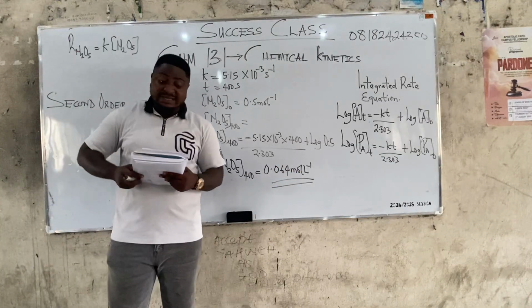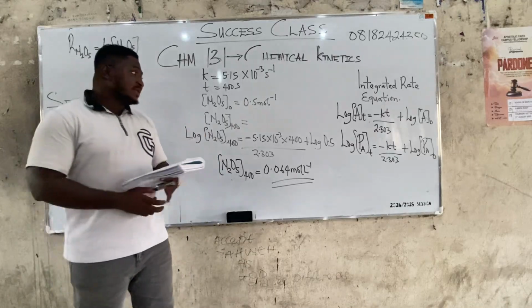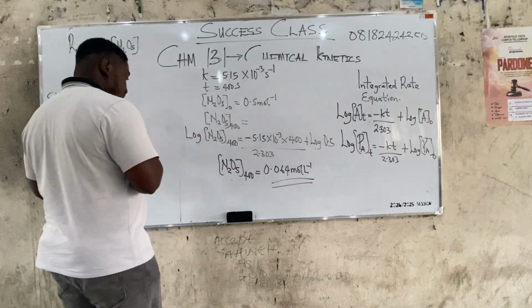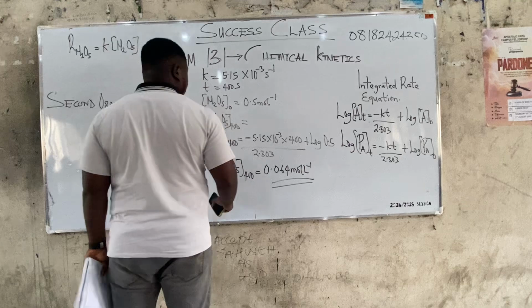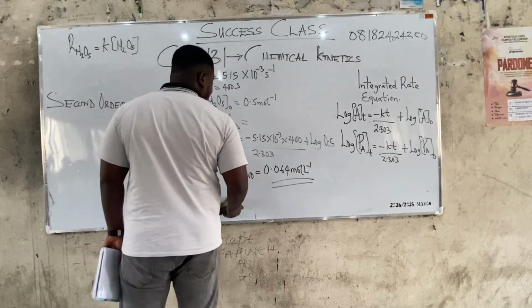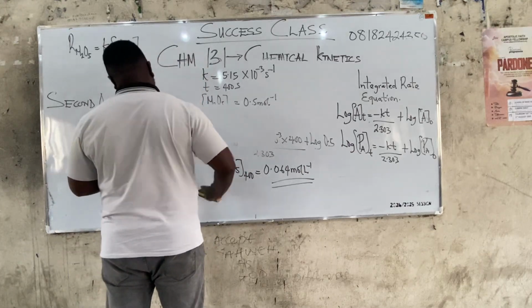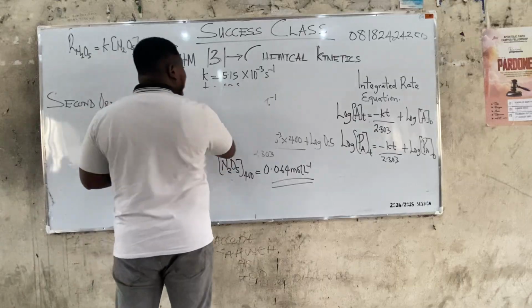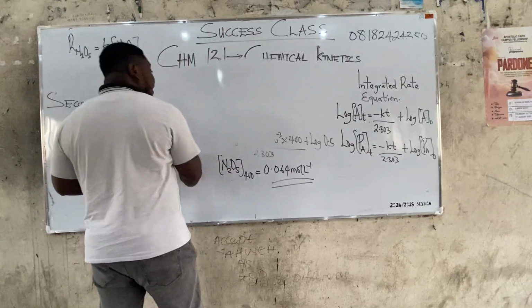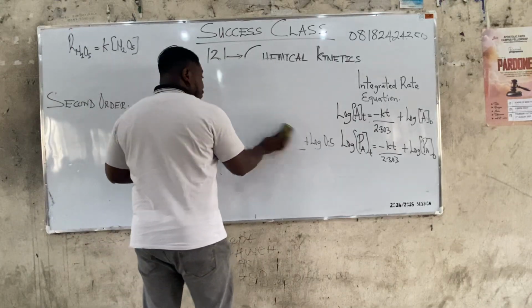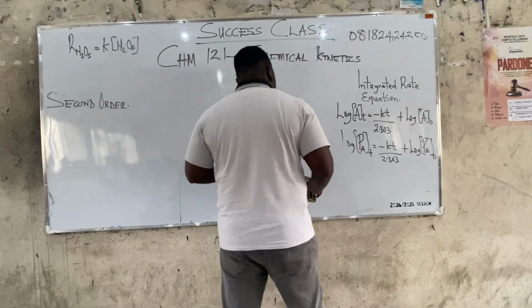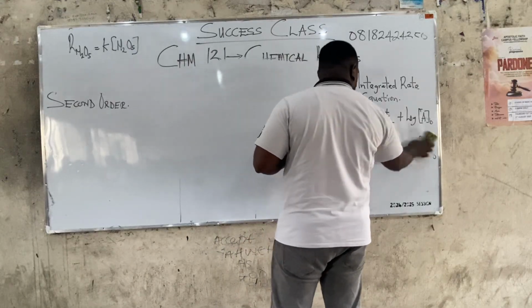Second order reactions. These are reactions in which the rate of the reaction is directly proportional. Directly what? Proportional.